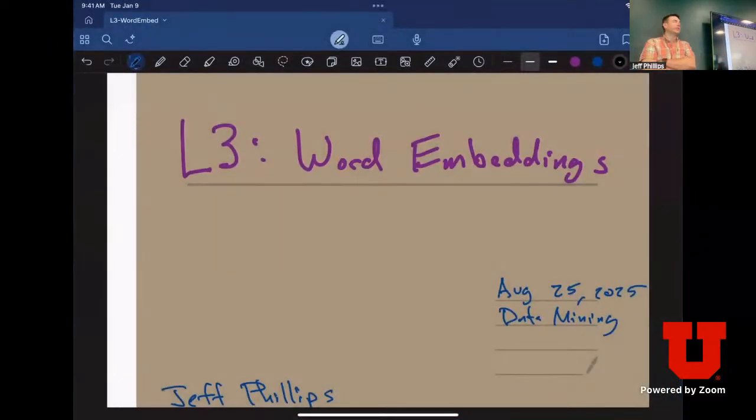So, let's get started with the class. Today we're going to talk about word embeddings, word representations. So it's vectors.